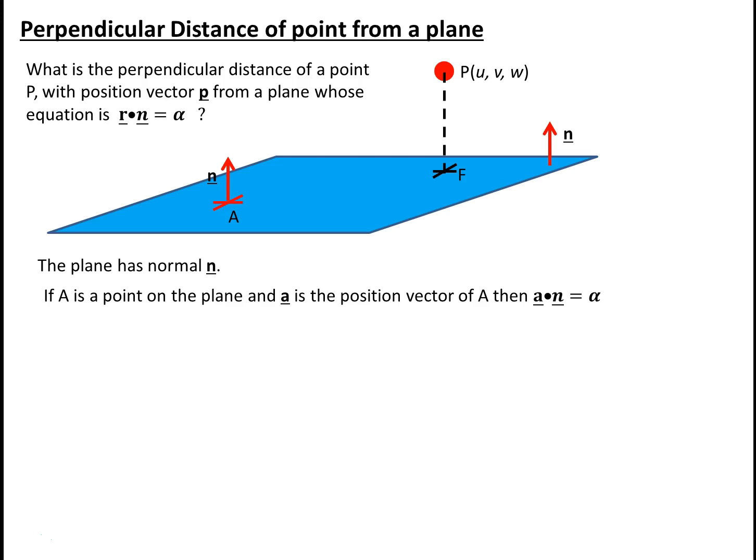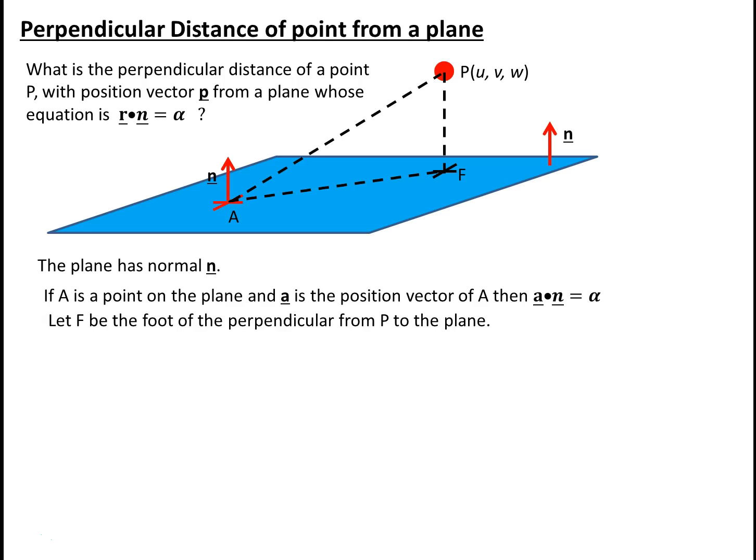So, if we drop a perpendicular from P down to the plane and let F be the foot of that perpendicular, and we set up a triangle consisting of A, F and P, what we are trying to calculate is the distance PF. That triangle is right-angled because FP is parallel to n, and we know that n is at right angles to any vector in the plane, and AF is a vector in the plane.